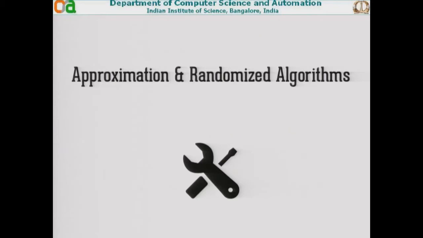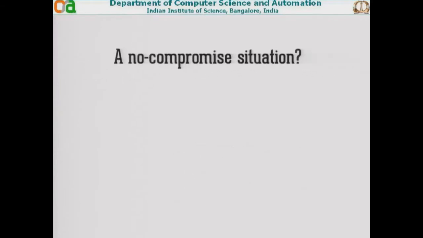So in approximation, the idea is to say that we're going to relax our obsession with opt. We're going to follow along with opt as much as we can. And we may not get to opt, but we won't be very far off. And I'll prove that we won't be very far off. We'll see an example of this in just a few minutes.